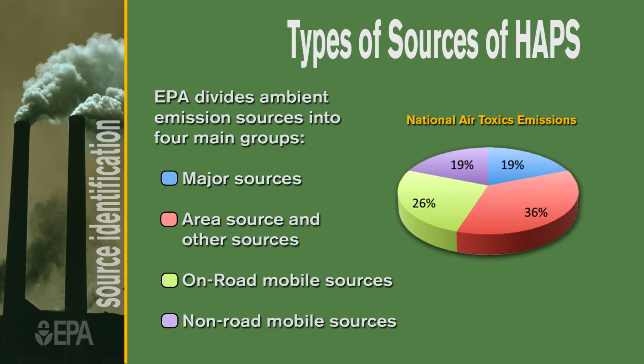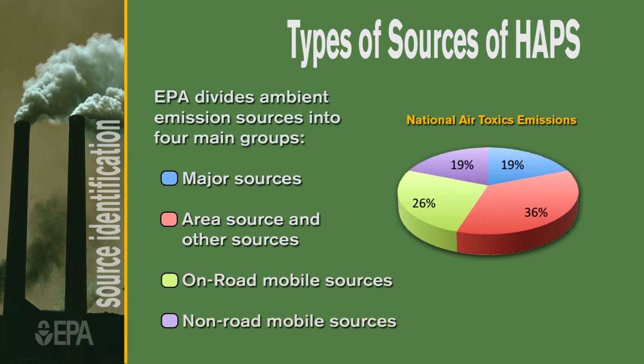Let's talk a little bit about the different types of sources of outdoor air toxics. We divide our ambient emission sources into 4 groups at EPA. Major sources and area sources are stationary sources. On-road and non-road are mobile sources.